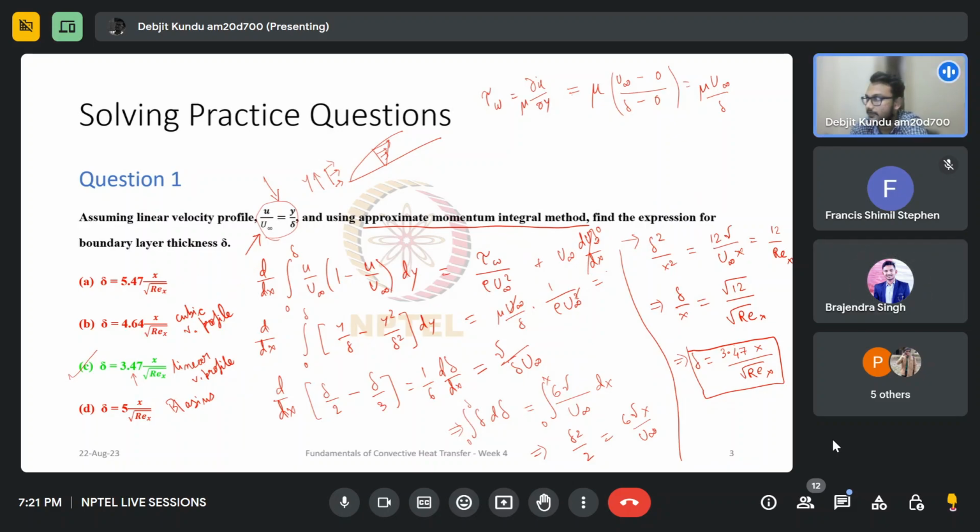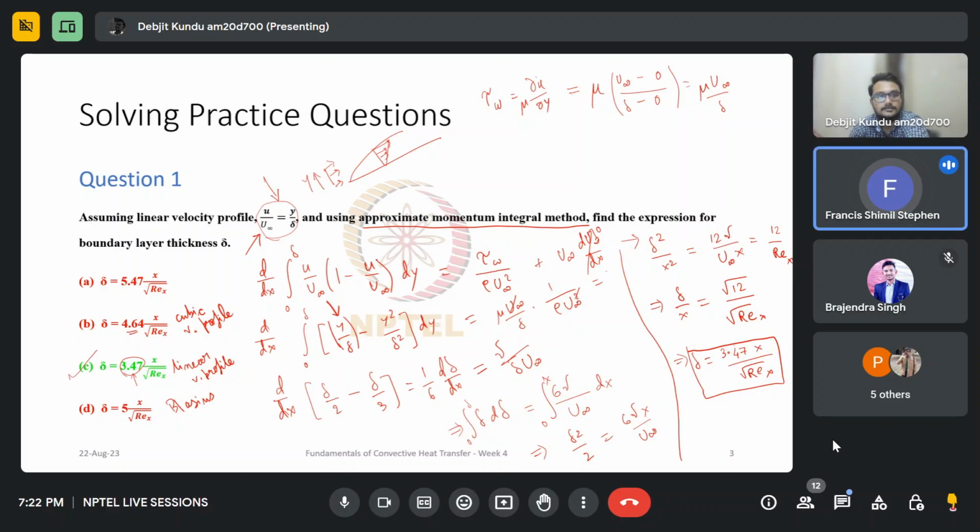Using a linear profile, this is the number that we end up at, 3.47. If I had not used u by u infinity as y by delta and some cubic profile instead, then the numbers would be different, and finally this number we will end up at. Okay, sir. Any other questions?